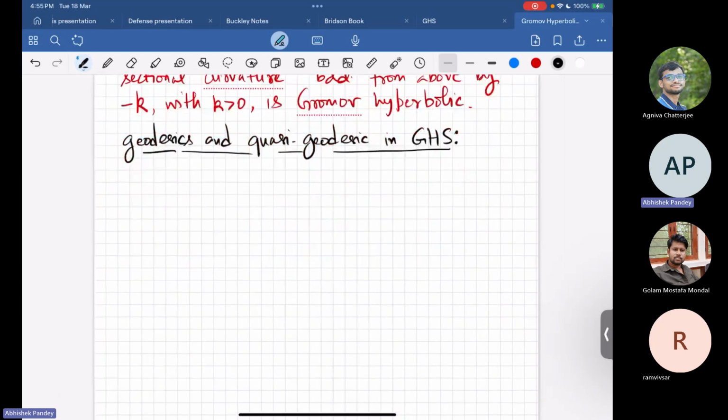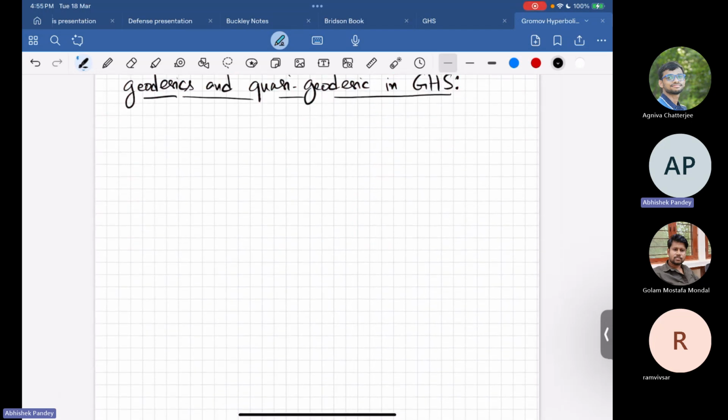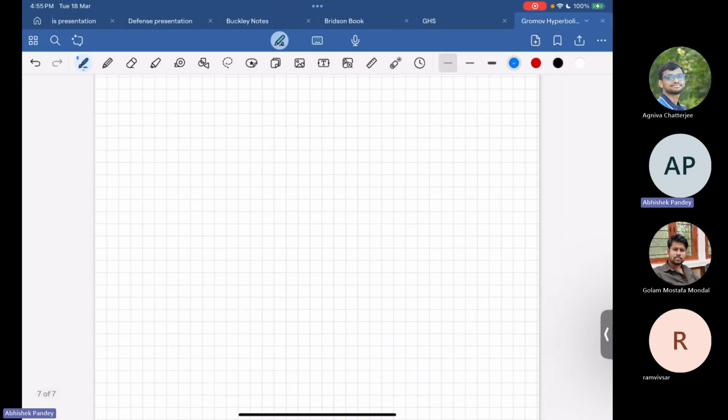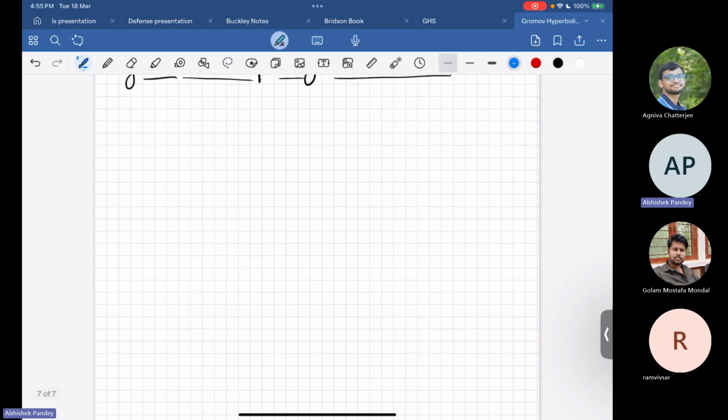So let me just mention what we mean by quasi-isometry.